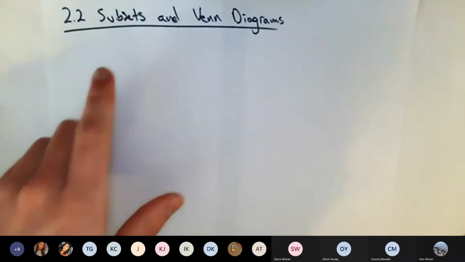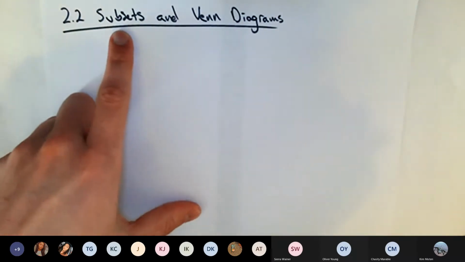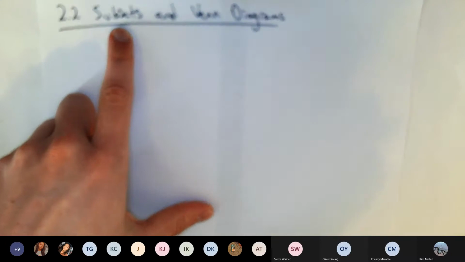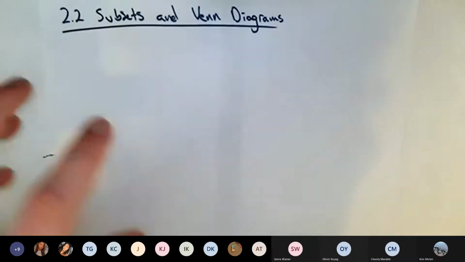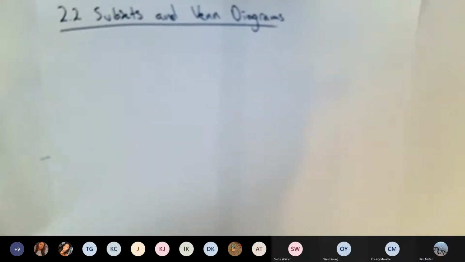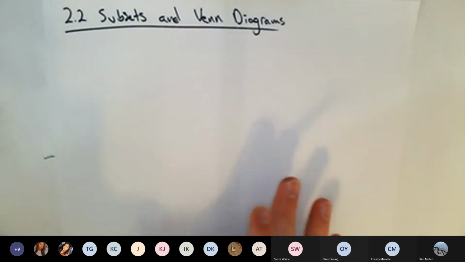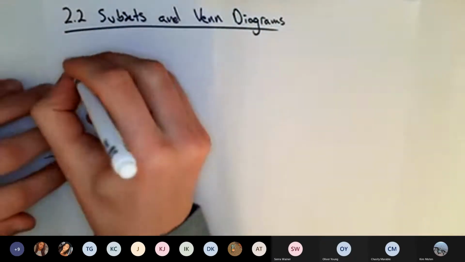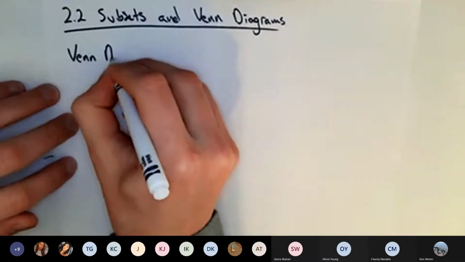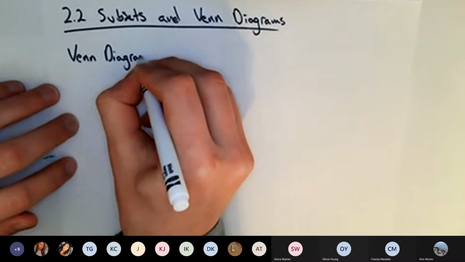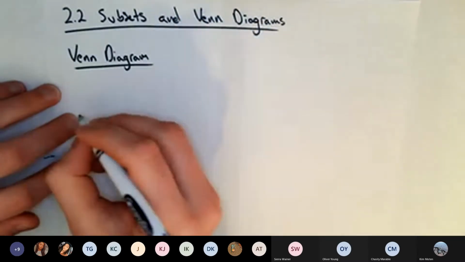So now with this subset idea, this is going to give us a new way to compare sets, to say whether one set is contained in another set. And the Venn diagram thing, that's just a picture that's really going to help us understand this notion of subsets. So the book starts off with a definition of Venn diagram, I suppose. I suppose I can do that too.